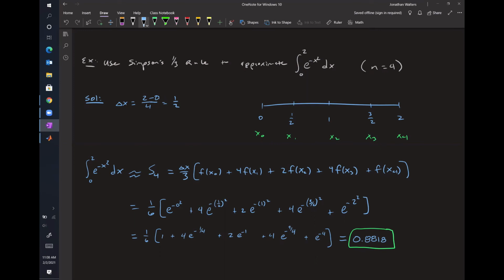It is off from trapezoid. Trapezoid was 0.8806. Simpson's is 0.8818. So I wonder which one's closer. We'll see in a minute. Let's code up the Simpson's 1/3 rule.